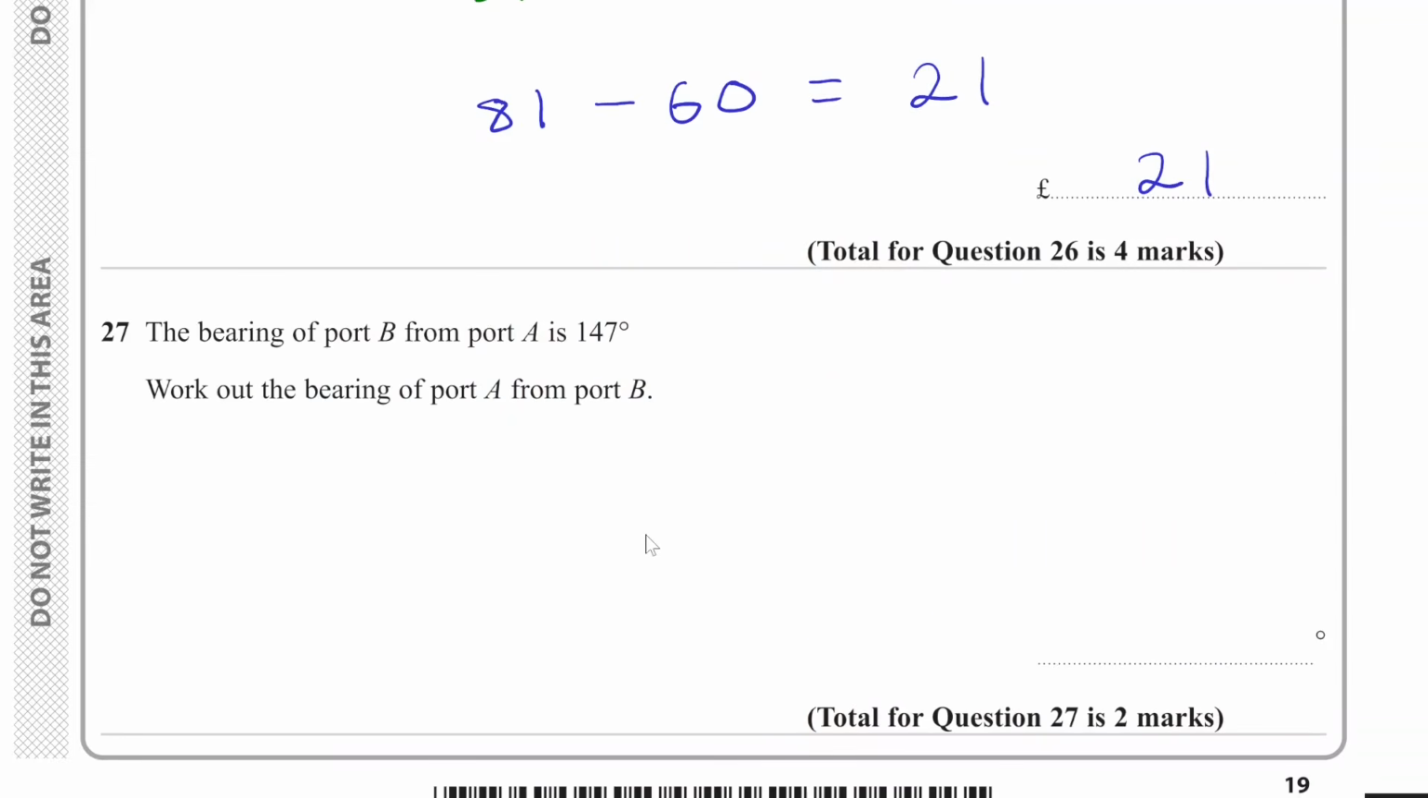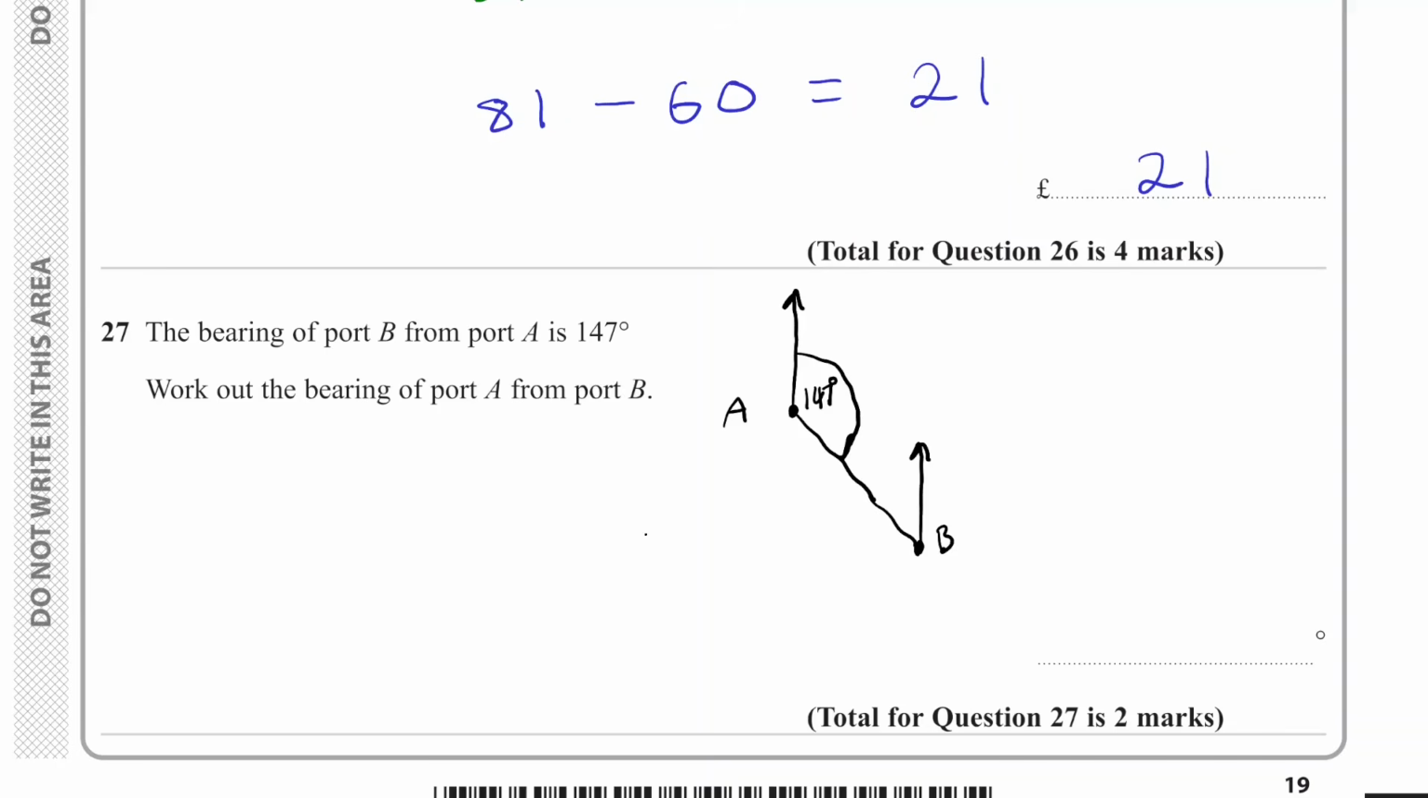Question 27. The bearing of port B from port A is 147 degrees. Work out the bearing of port A from port B. So the bearing of B from A is 147. Let's draw a quick diagram. So here's A. And to go from A to B, you have to go 147 degrees. So that's something like that. So 147 degrees to B.